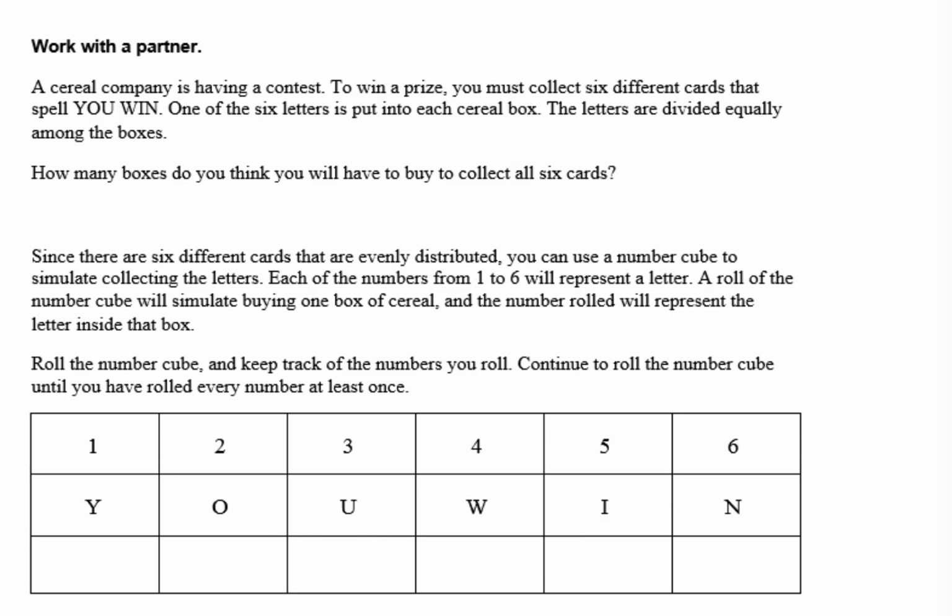All right, now we're going to do the simulation to see if your prediction is right. Since there are 6 different cards that are evenly distributed, you can use a number cube to simulate collecting the letters. Each of the numbers from 1 through 6 will represent a letter. A roll of the number cube will simulate buying 1 box of cereal, and the number rolled will represent the letter inside that box. Roll the number cube and keep track of the numbers you roll. Continue to roll the number cube until you've rolled every number at least once.